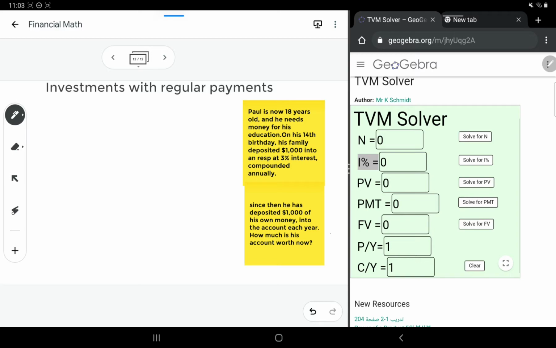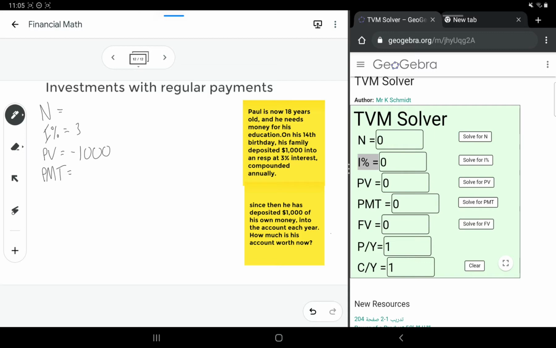So let's take a look here. We're just going to do the same kind of outline we did before. So we've got our N, which we're going to save to the end. I percent, which we know is 3%. Then we also have our present value, which is the money that they started with. So it's $1,000 that went away into the bank, so it's negative. The payments. So now that we have a payment, we actually get to use a payment.